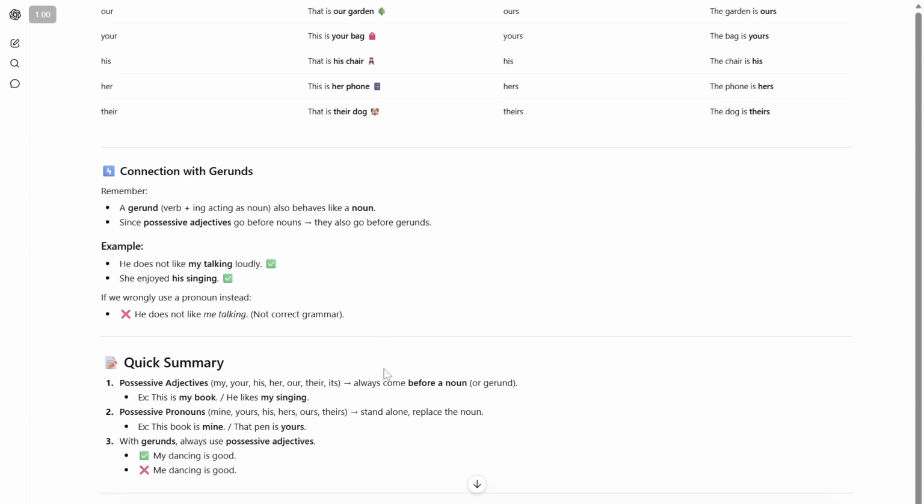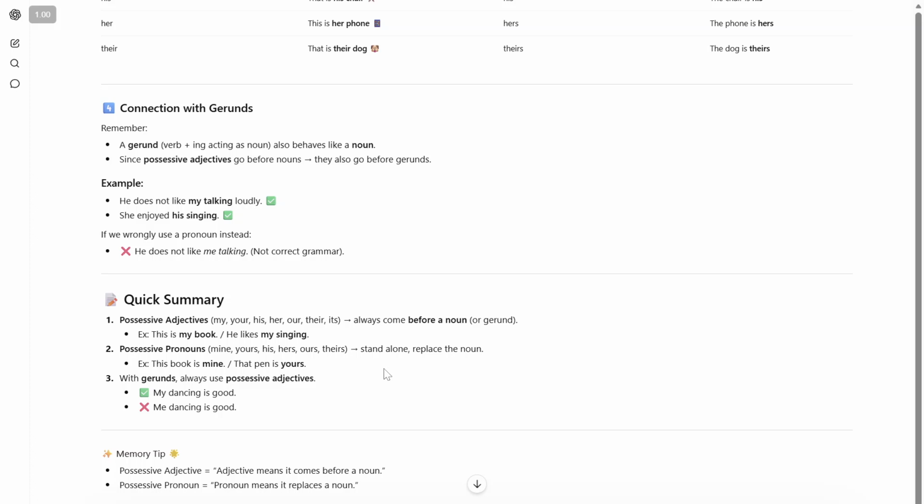Quick summary. 1. Possessive adjectives, my, your, his, her, our, their, its, always come before a noun or gerund. Correct: this is my book. He likes my singing. 2. Possessive pronouns, mine, yours, his, hers, ours, theirs, stand alone and replace the noun. Correct: this book is mine. That pen is yours. 3. With gerunds, always use possessive adjectives. My dancing is good. Not: me dancing is good.